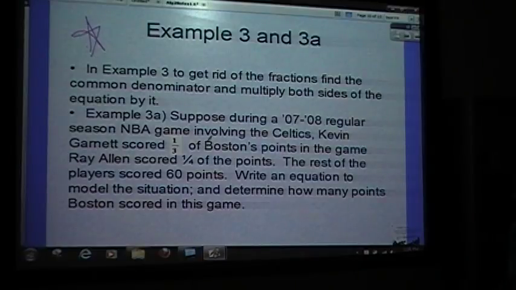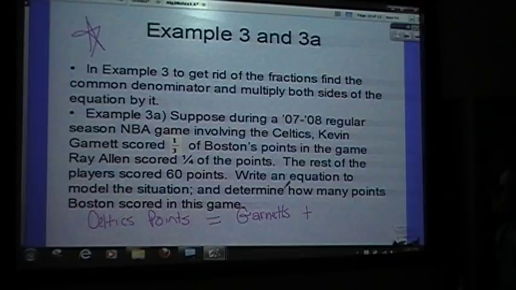Okay, the equation. So what do we have here? The Celtics points equals what? Because that's what I'm trying to figure out. How many points did they have? Well, it looks like they had Garnett's points. So it equals Garnett's points plus Allen's points plus everyone else.